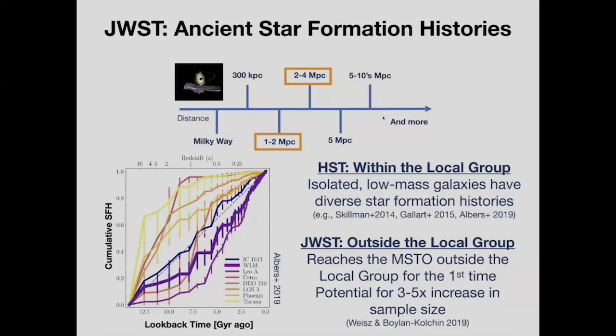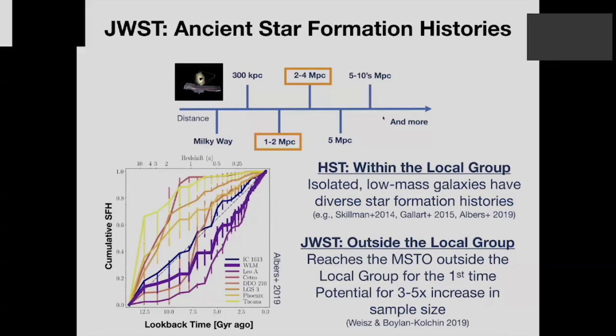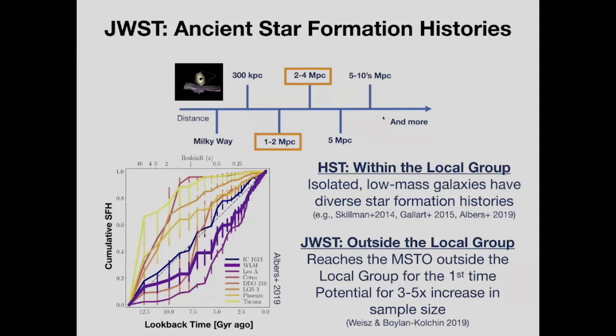challenging. This is where JWST comes in with its infrared sensitivity. We're going to, for the first time, be able to reach the ancient main sequence turnoff of galaxies outside the Local Group. So now we will remove the effect of potential biases in our understanding of galaxy formation from Local Group studies by pushing into the field. And for low mass galaxy studies, it has the potential to increase the sample size from roughly 10 to something like 30 to 50, where we can measure these really detailed star formation histories.